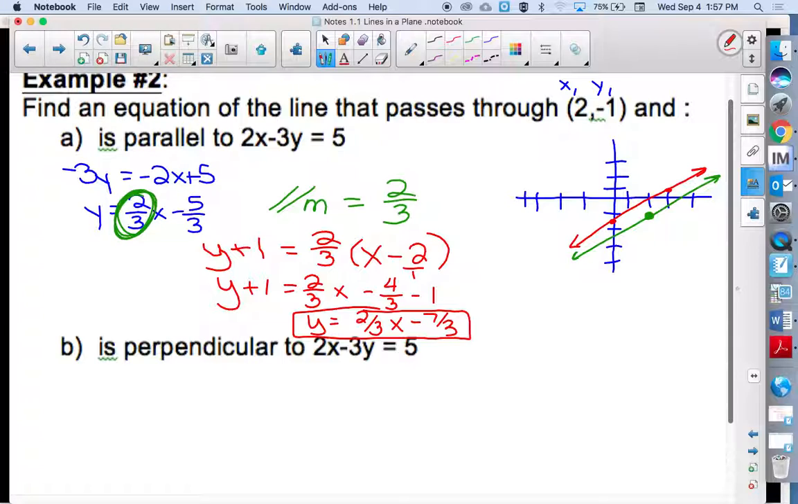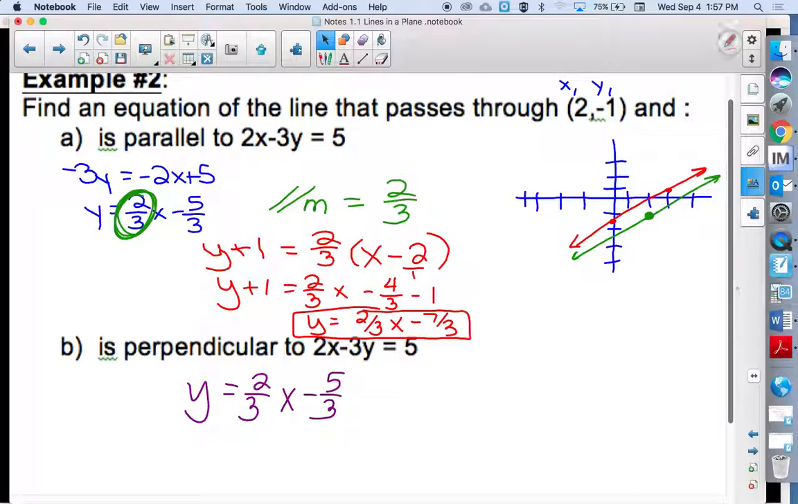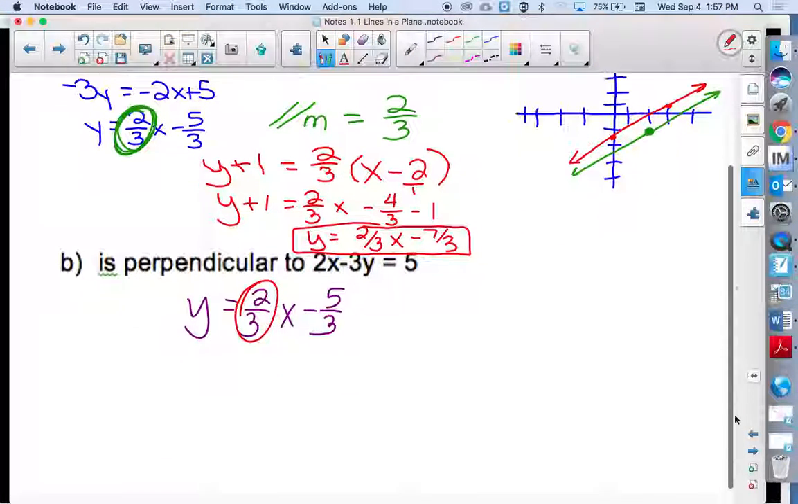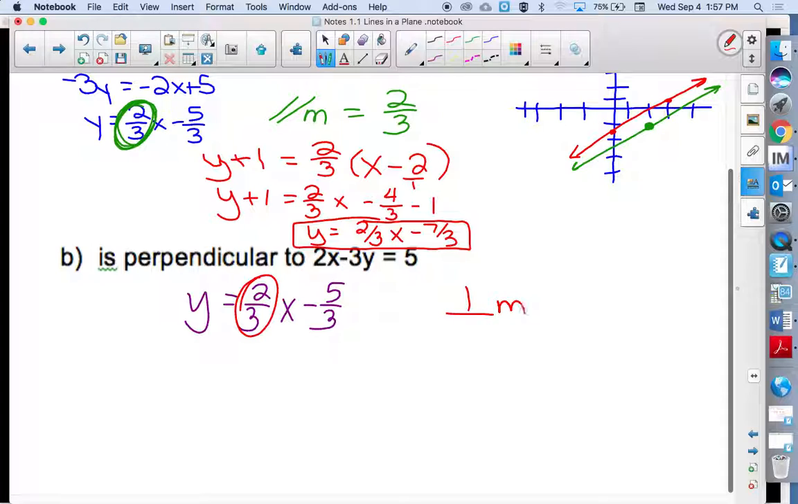The last part of this question wants you to use the same exact line. So we still have 2/3 x minus 5/3. Here's the slope. But it says perpendicular. Maya, what would a perpendicular slope be if my current slope is 2/3? -3/2. So we're going to do the same thing, but we're changing the slope. So I would have y plus y1, still the same ordered pair. The slope is now -3/2, and then x minus x1.